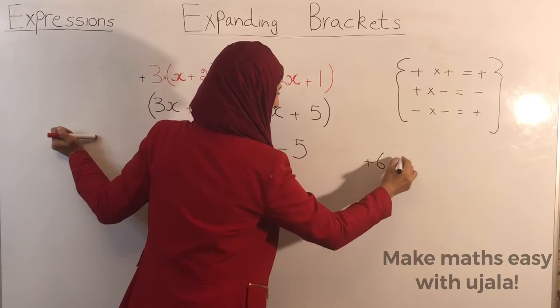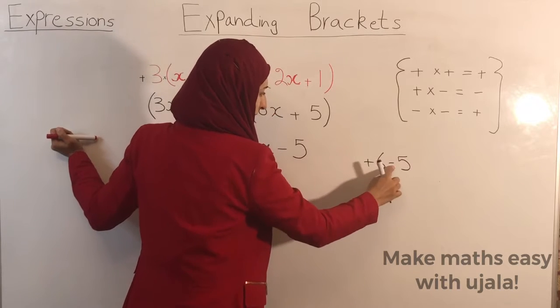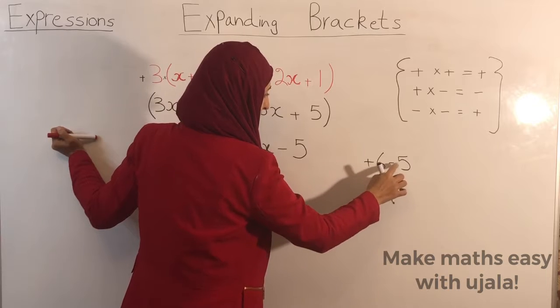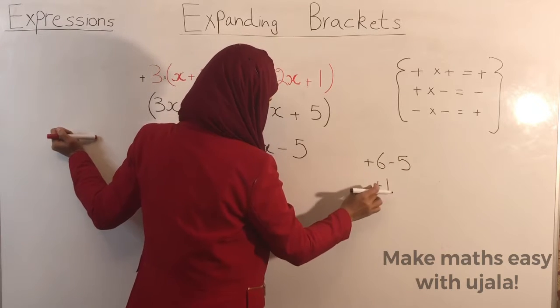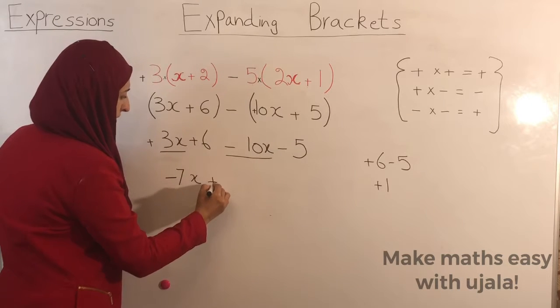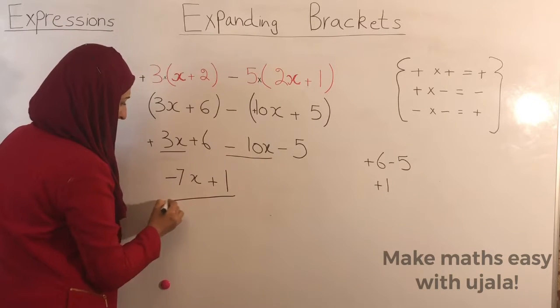Plus 6 minus 5. I will do it separately to make it clearer. Plus minus minus, but the sign of the bigger number. 6 is bigger. 6 take away 5, 1. So what will be the answer? Plus 1. That is our answer.